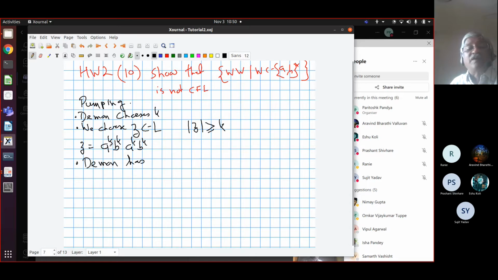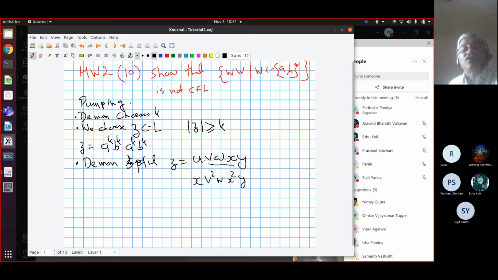Now daemon has many ways of splitting this. Daemon splits Z equal to UVWXY, in 5 parts, correct? Such that he claims that this middle part VWX can be pumped. That is, strings of the form U V raised to i W X raised to i Y are also in the language if Z is in the language. That is what he claims. He says, yeah, I will be able to split it like this.